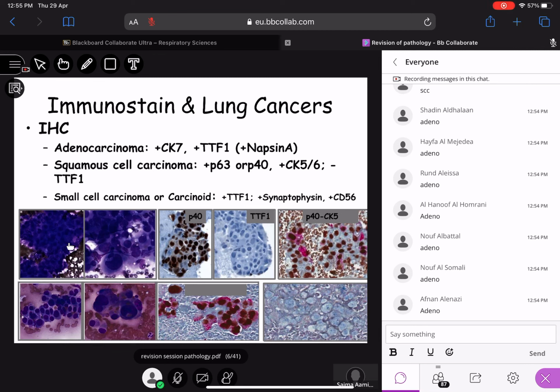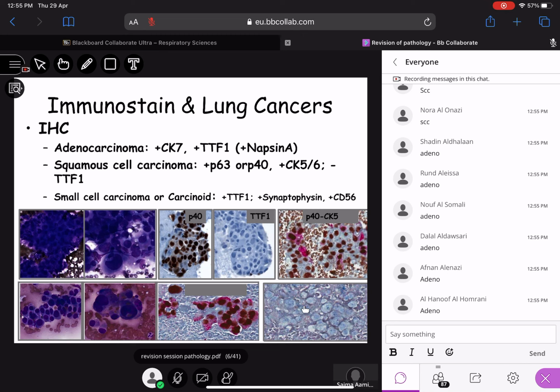Okay, almost the same cases again. Again, you have a sample. It is positive for P40, TTF1 is negative, and you know this is the cocktail. What is the diagnosis in this line? Squamous cell carcinoma. What about this one? This is TTF1 napsin A, and this stain is P40 cytokeratin 5. What is the diagnosis? Adeno.